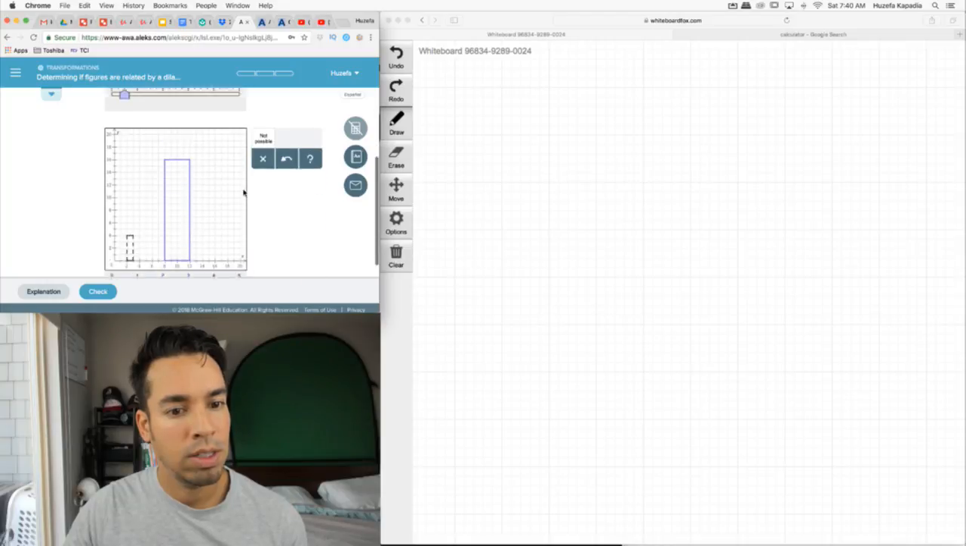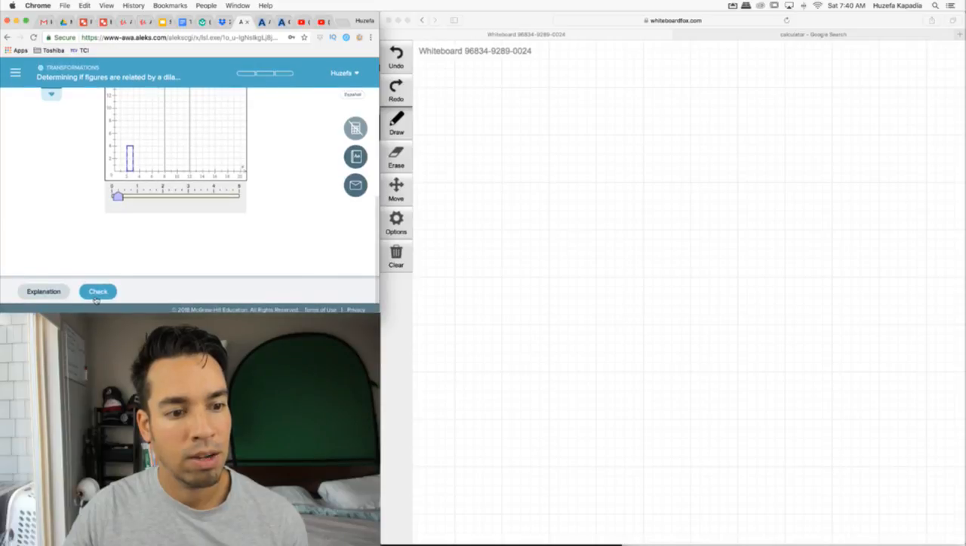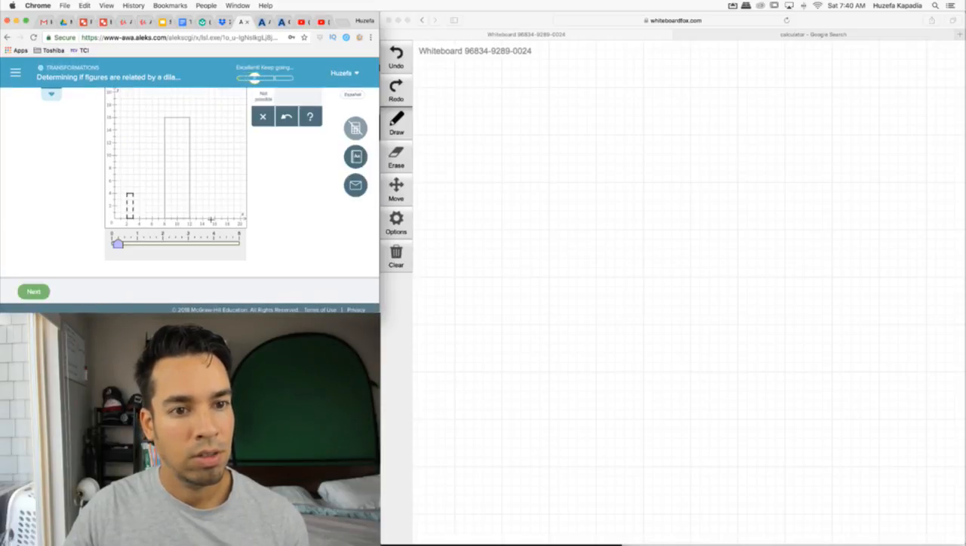And this one, let's see if this is possible. Again, we're going down. It's a scale factor smaller than 1. And it looks like yes, that also works. So we've gotten both of these correct. Okay, let's go to the next one.